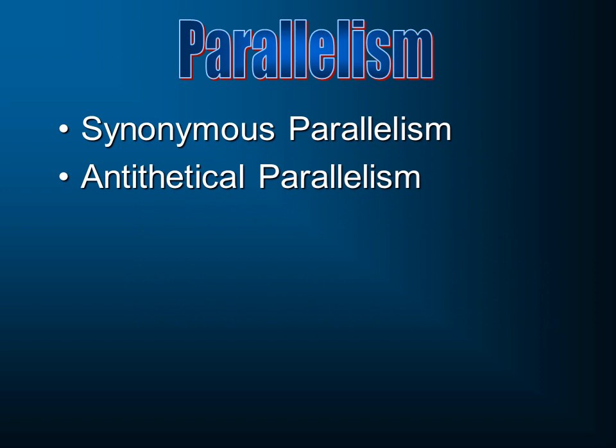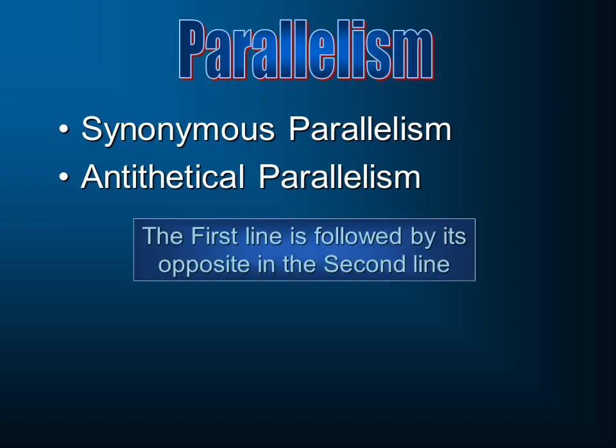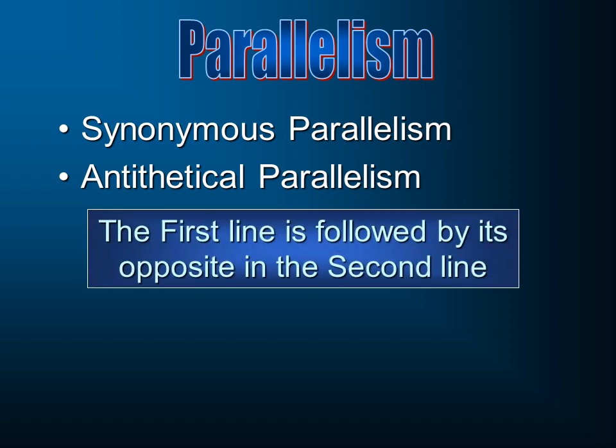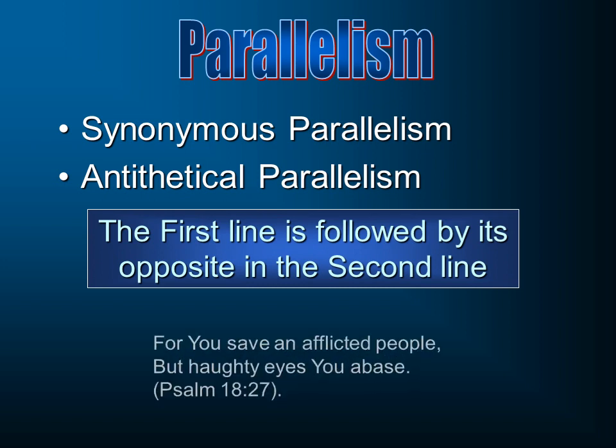The second type of parallelism is antithetical parallelism. This is when you say it and then you say it using opposite terms, or maybe you express it in an opposite way, not just a different way, an opposite way. So the first line is followed by its opposite in the second line. Again, we'll look at some examples.